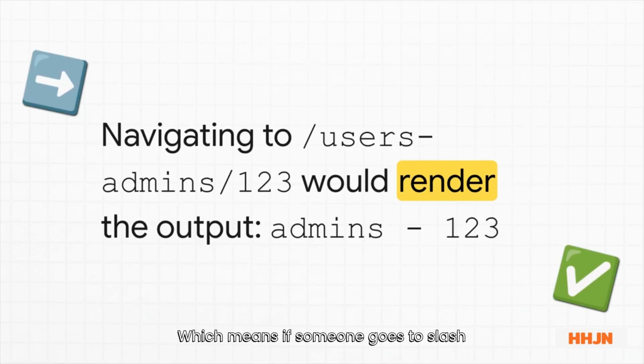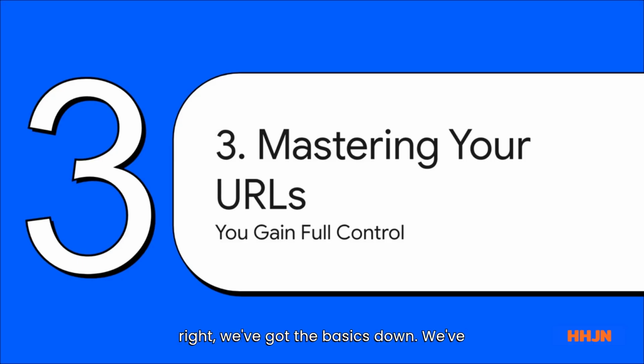Which means if someone goes to /users-admins/123, our component can just pull admins and 123 right out of the URL and display them. It's this perfect seamless flow of data from the address bar straight into your component's template. No extra work needed.